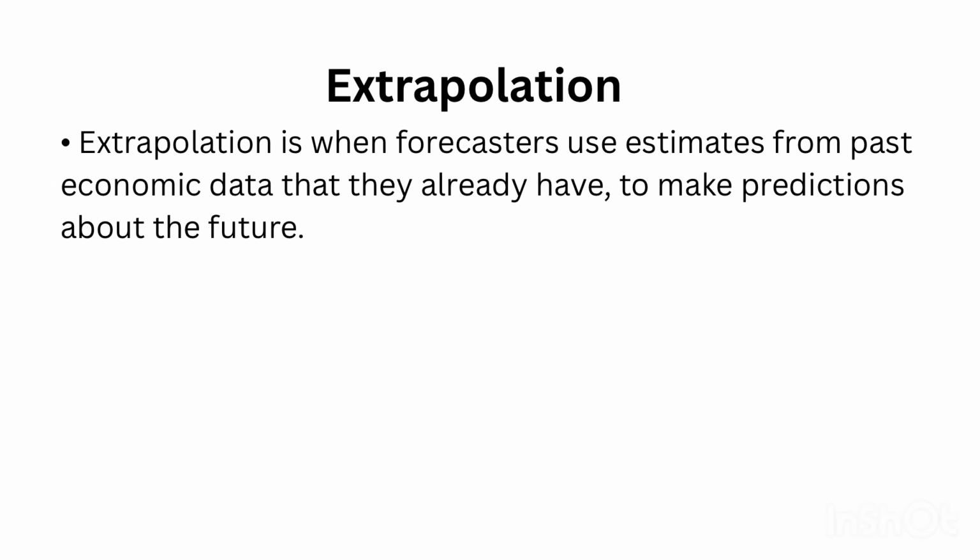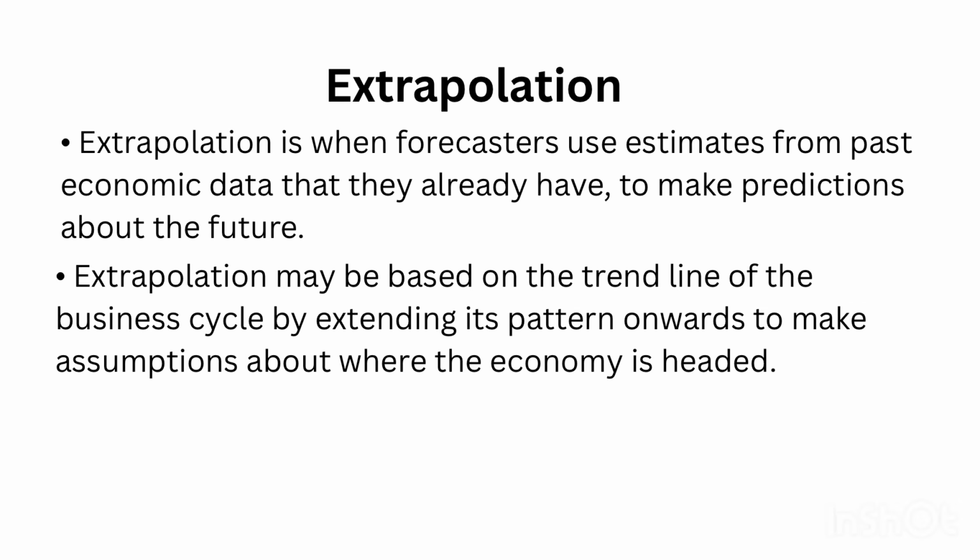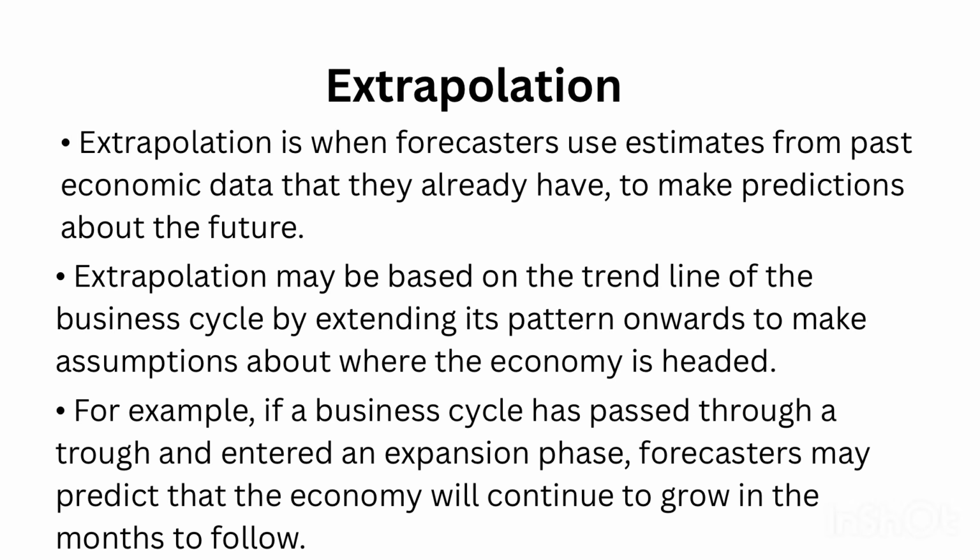Fourth, we have extrapolation. Extrapolation is when forecasters use estimates from past economic data that they already have to make predictions about the future. Extrapolation may be based on the trend line of the business cycle by extending its patterns onward to make assumptions about where the economy is headed. For example, if a business cycle has passed through a trough and entered the expansion phase, forecasters may predict that the economy will continue to grow in the months to follow.